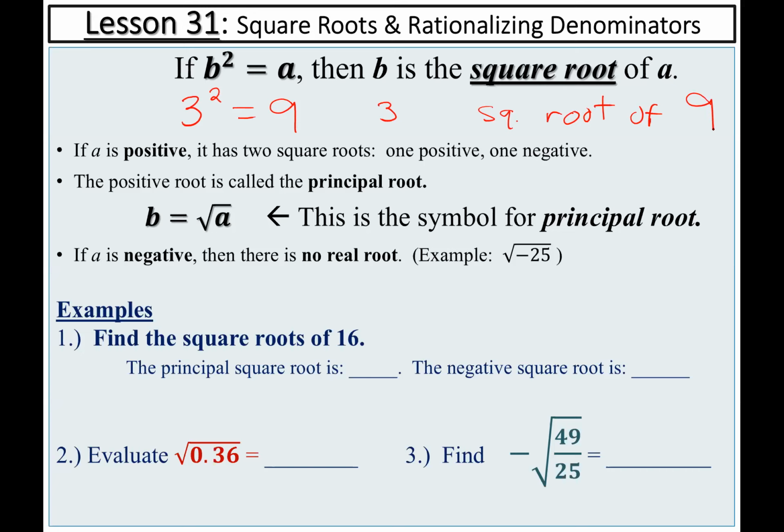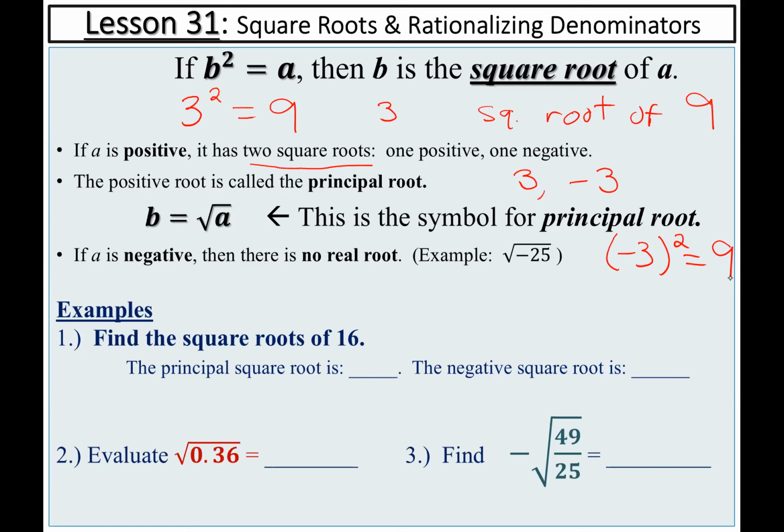So when we say 3 is the square root of 9, really what we mean is that it's the principal square root of 9. If we keep reading, it says, if a is positive, it has 2 square roots, one positive, one negative. So actually, 9 has 2 square roots. 3 is one of them, and -3 is another square root. The reason for that is if you square 3, you get 9, as you know, but also if you square -3, that also gives you 9, right? So there's two different possibilities that you can square to get 9. So those are the 2 square roots of 9.